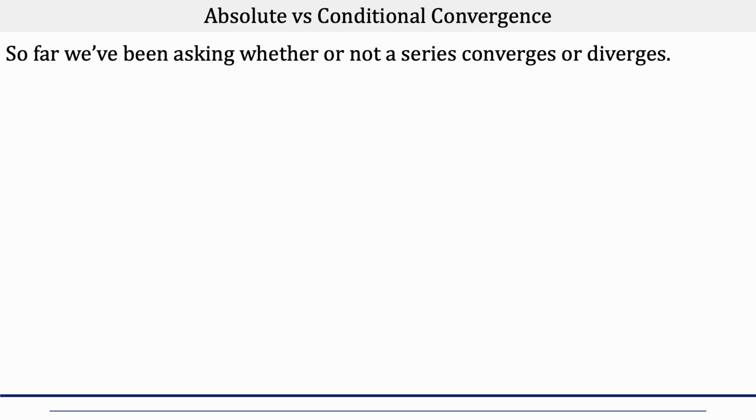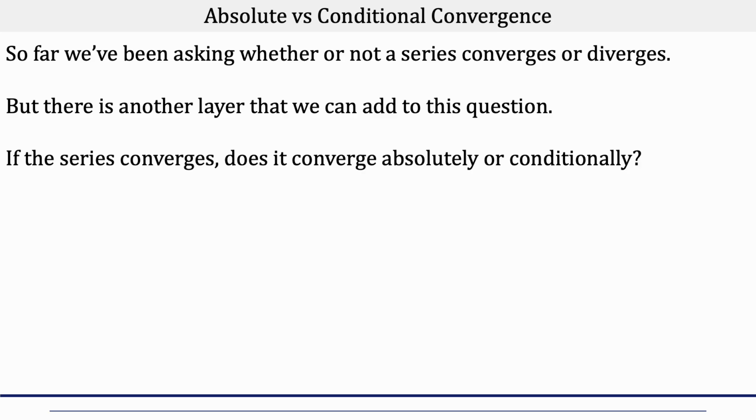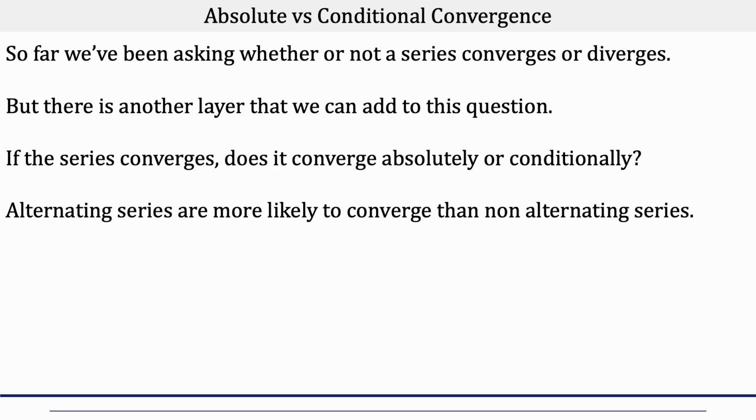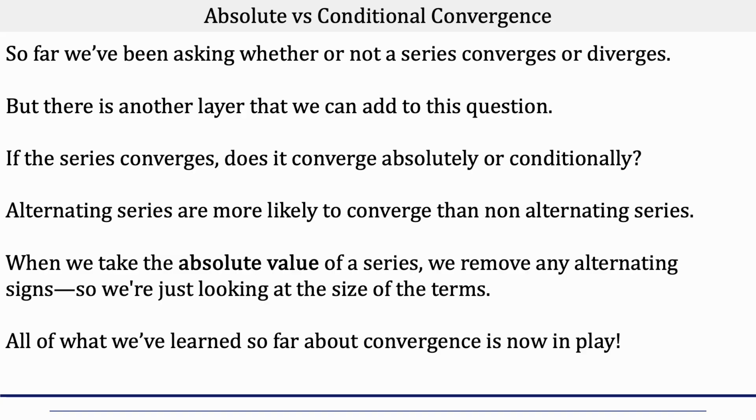So far, we've been asking whether or not a series converges or diverges. But there is another layer that we can add to this question. If the series converges, does it converge absolutely or conditionally? Now, alternating series are more likely to converge than non-alternating series. That's important. When we take the absolute value of a series, we remove any alternating signs. So we're just looking at the size of the terms. All of what we've learned so far about convergence is now in play.